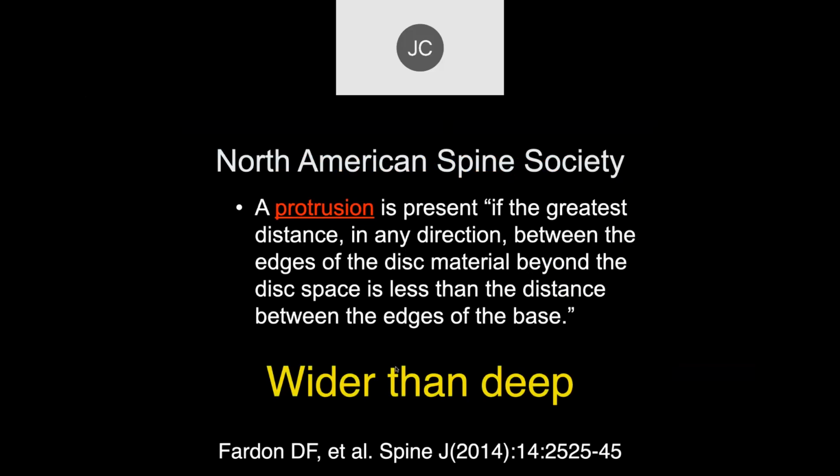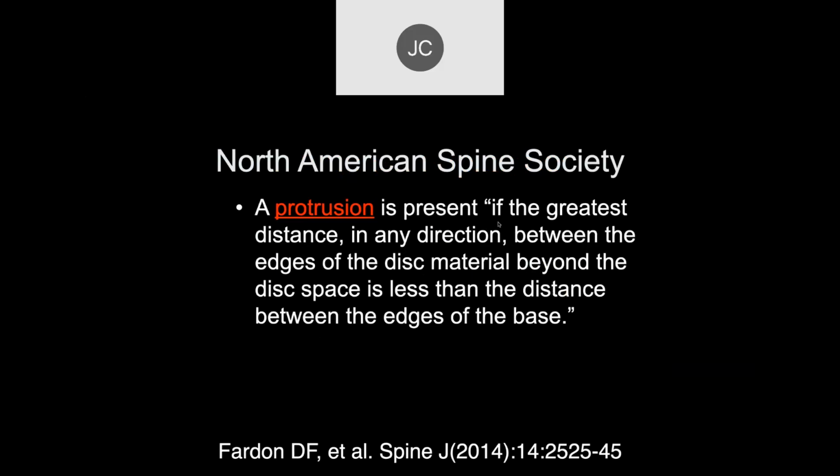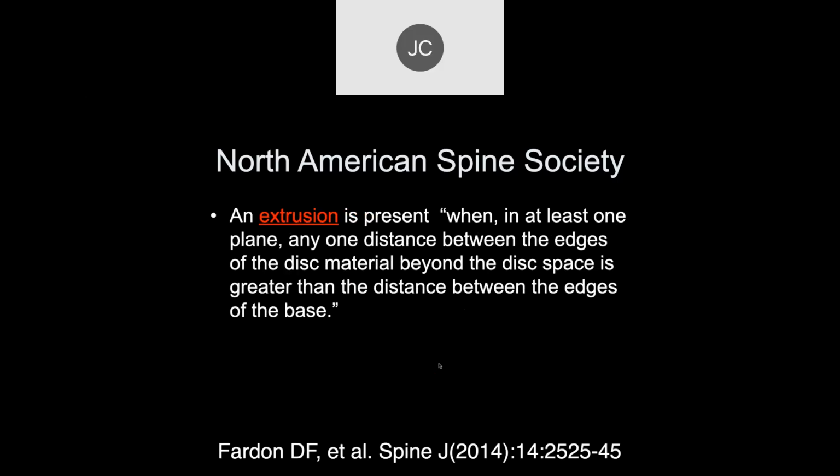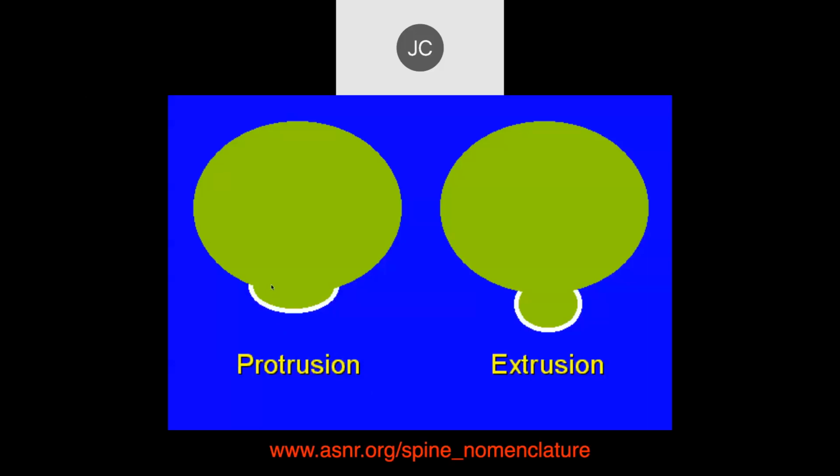Basically, the disc protrusion is wider than it is deep. So if this width is greater than this distance, then it's a protrusion, not an extrusion. I think this is really poorly written. This comes out of the North American Spine Society paper, but it's basically wider than deep, and extrusion is deeper than it's wide. So this would be a protrusion, and this is an extrusion, where this distance supposedly is shorter than this distance.